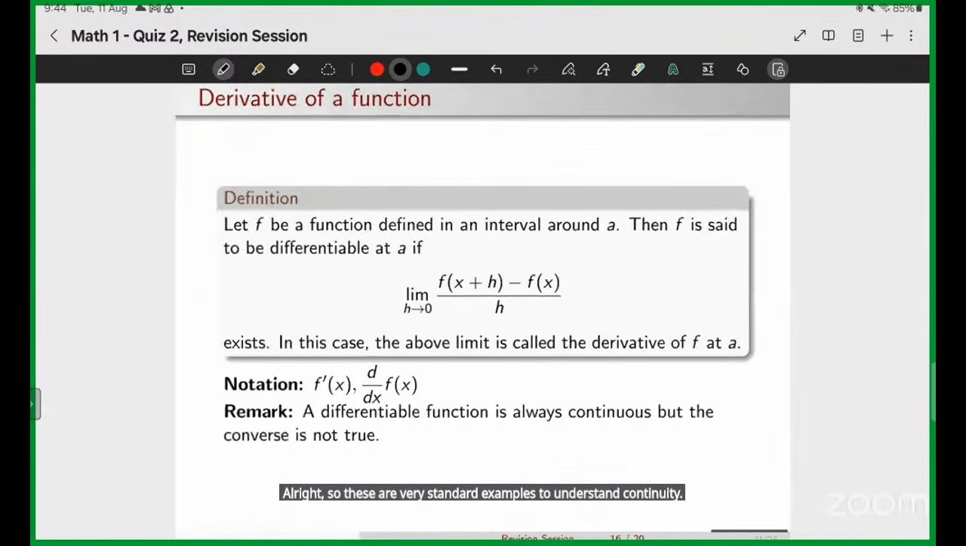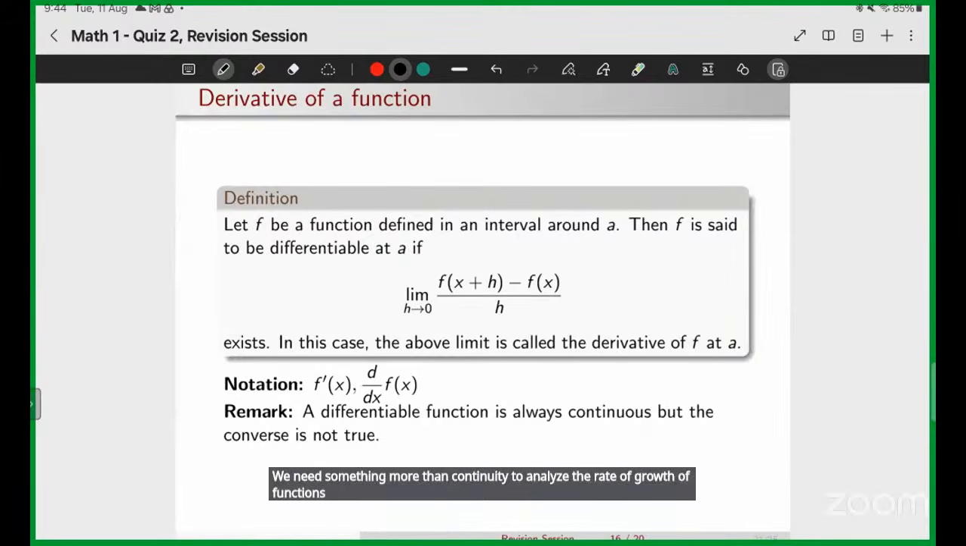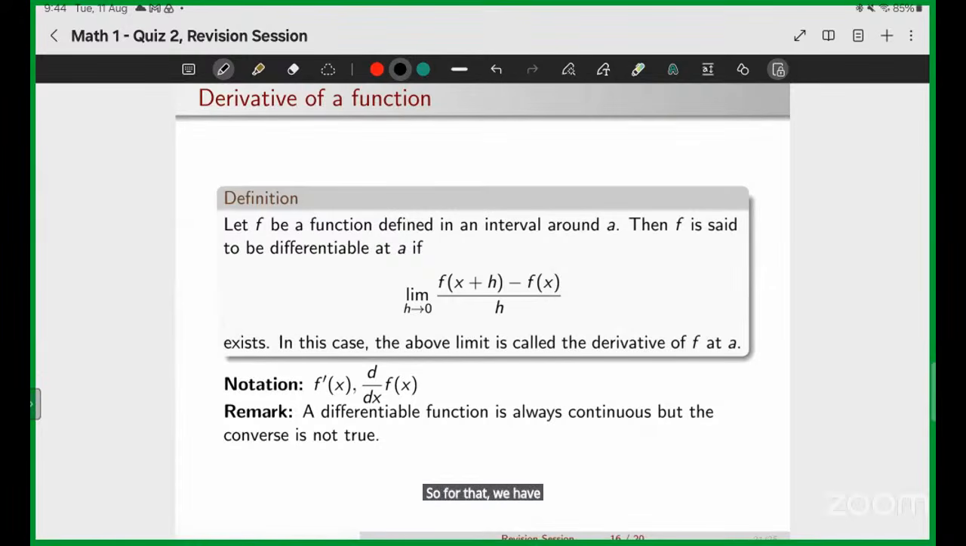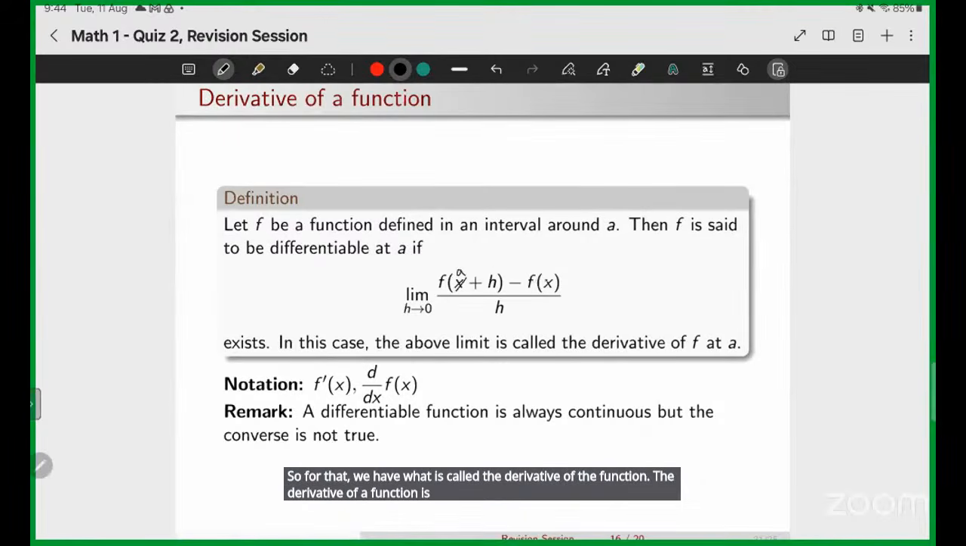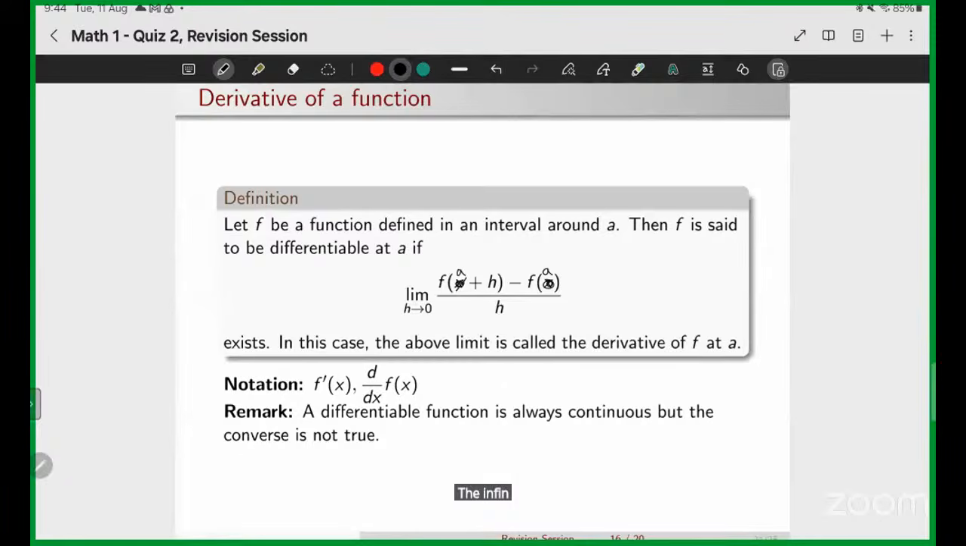Now, we need something more than continuity to analyze the rate of growth of functions and so on. For that, we have what is called the derivative of the function. The derivative of a function is the infinitesimal rate of change of the function. I made the same mistake over here also, I think.